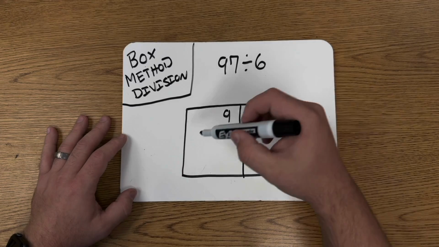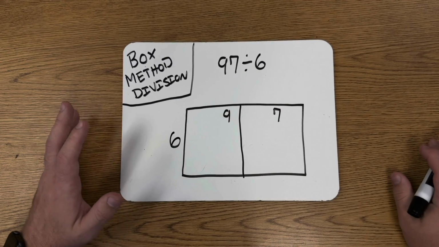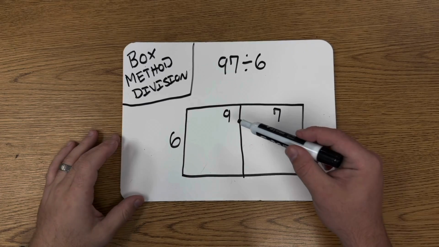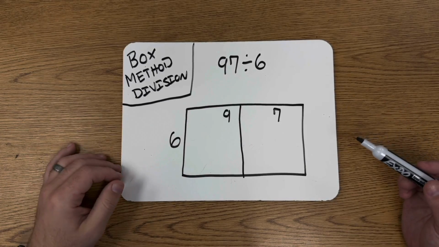Then we're going to take our 6 and bring it onto the side. Very similar to area model, and technically we did distribute by place value. We just didn't write 90 here, we just put 9.